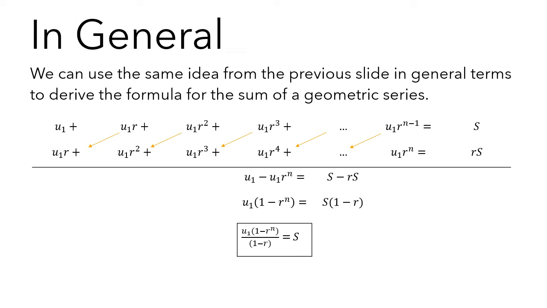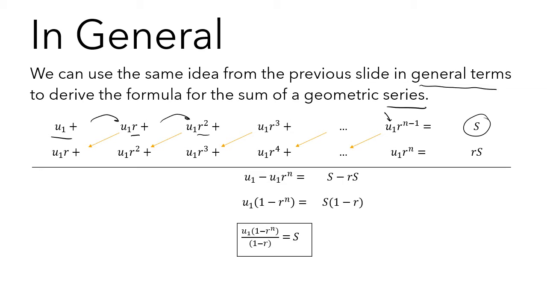So we can use the same idea from the previous slide in general terms to derive the formula for the sum of a geometric series. Geometric series is what it's called when you add all the terms of a geometric sequence. So here we have our first term. The next one is just going to be that one times r, and then that one times r again, which gives you r squared, and so on, all the way to u1 times r to the n minus 1, and we let that equal S.